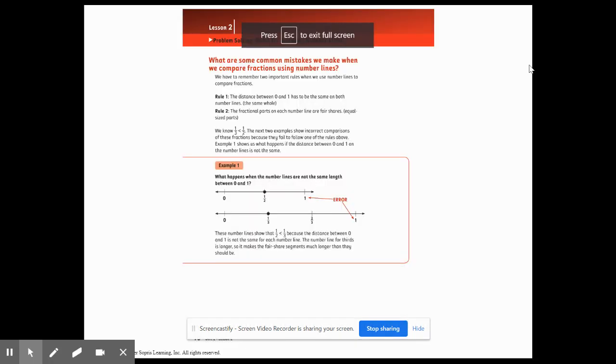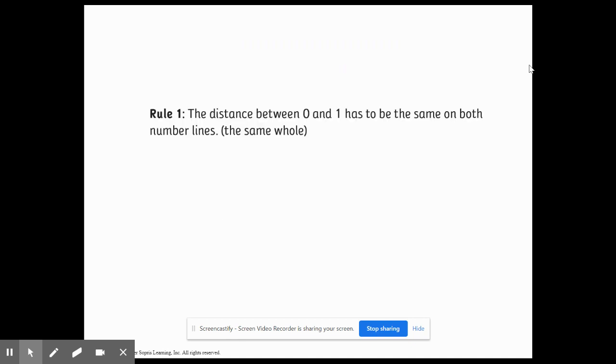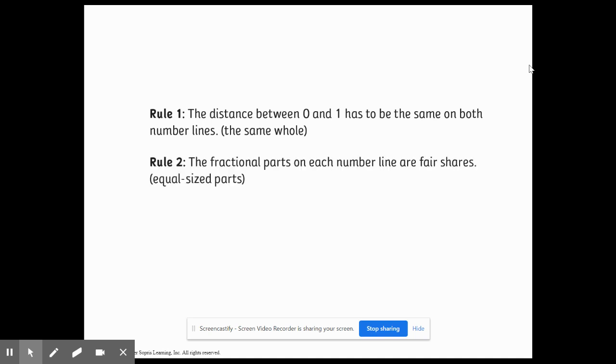Next, we're going to move on to our problem-solving portion of the lesson. We're going to talk about some common mistakes that we normally make when we're comparing fractions using number lines. There are 2 rules that can get broken when we use number lines incorrectly to compare fractions. The first rule is that the distance between 0 and 1 must be the same on 2 number lines. The second rule is that fractional parts on each number line must be fair shares.